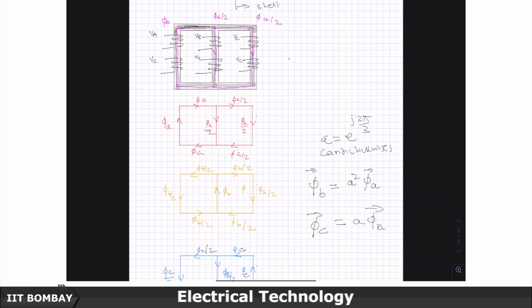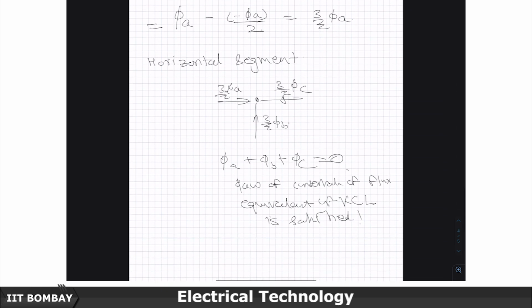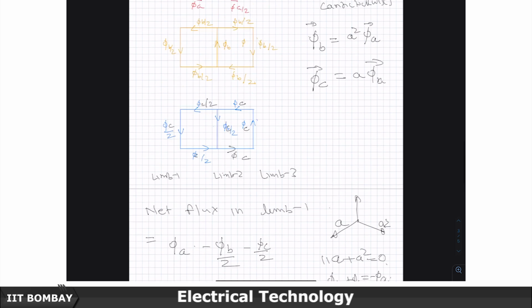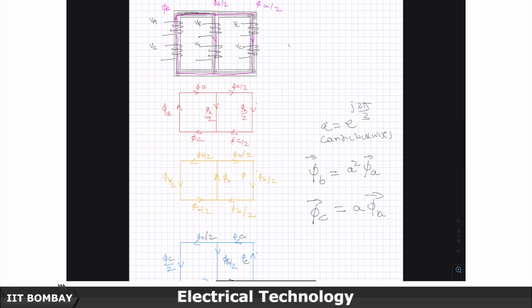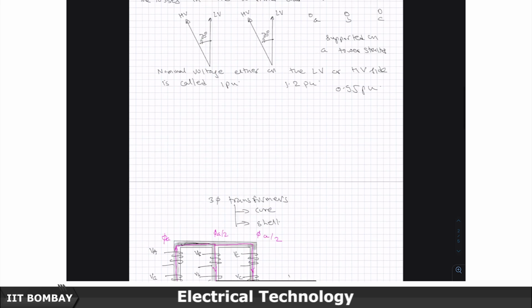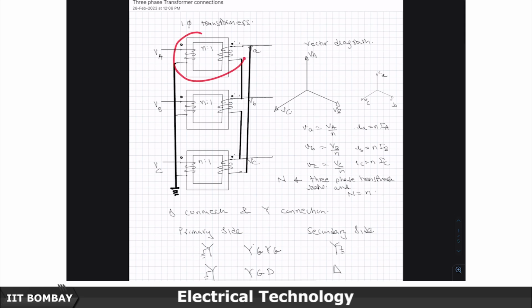But by taking note of the fact that phi a plus phi b plus phi c is 0, I can show that at each of the nodes, I showed it for the center node, but it is equally true for all of them, the law of conservation of flow makes clear to us that the superposition is not going to cause any leakage of the flux into the outside environment, the tanks and the air and so on and so forth. So, I can actually, I do not need 3 single phase transformers like this.